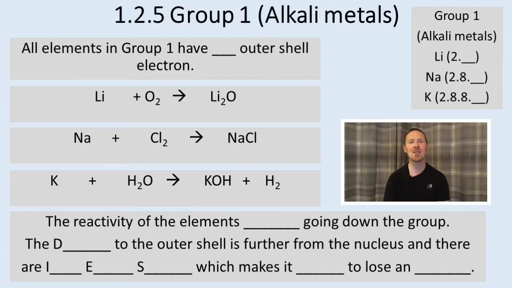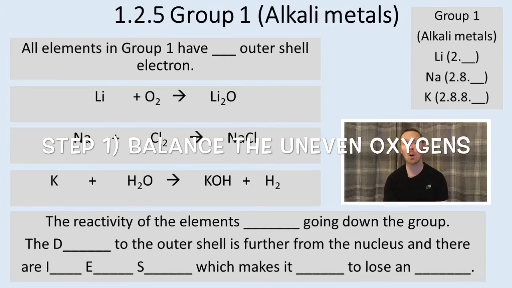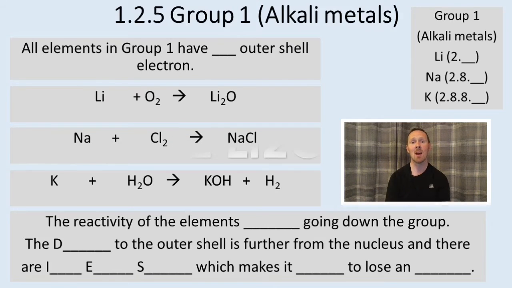So when it comes to balancing it, the first thing I would do is this. I would say there's 2 oxygen atoms on the left hand side, but there's only 1 oxygen on the right hand side. I'm going to have to double that, otherwise I can't balance it easily. So I'm going to put a 2 in front of the lithium oxide. Now I've got 4 atoms of lithium on the right hand side and I've only got 1 on the left hand side. So what I'm going to have to do is put a 4 in front of the lithium. And if you do that, it's balanced. 4Li plus O2 goes to 2Li2O.